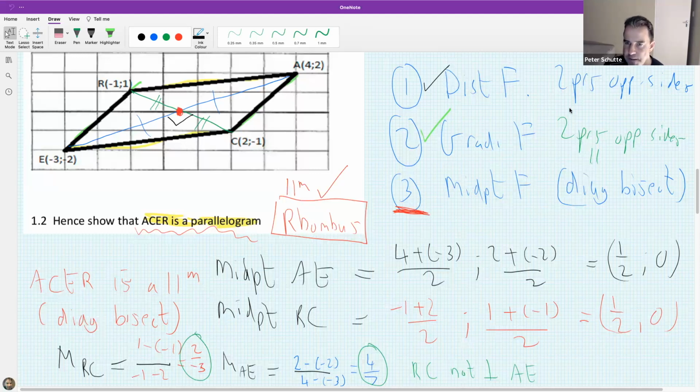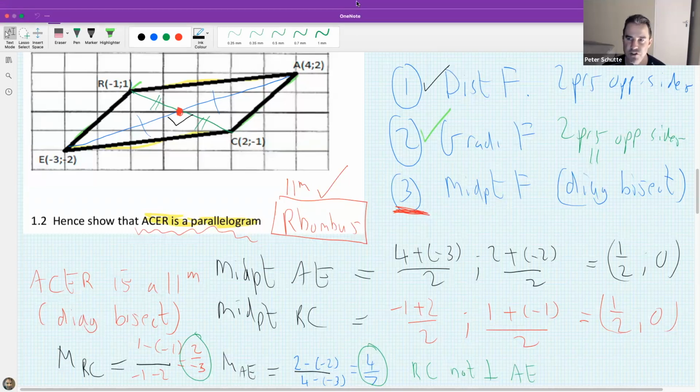I really am a big fan of diagonals, because we work with the diagonals in these quadrilaterals. It's just so quick and efficient. And it makes your whole system more efficient.